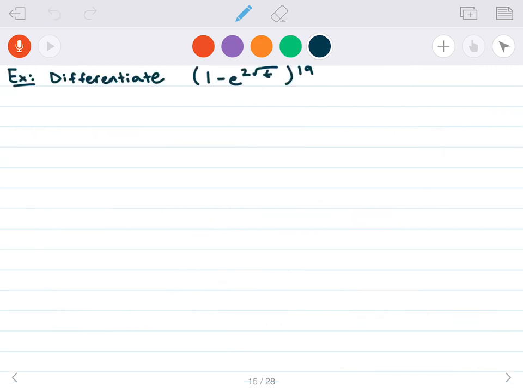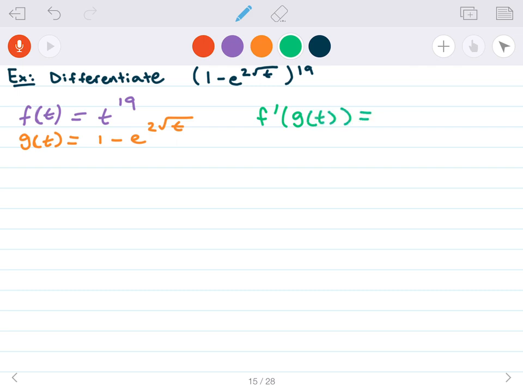Let's do this one. So here, our outer function, we have something to the 19th power. So it's just going to be x to the 19th. Our g of x, our inner function, what are we plugging into x? Well, we're plugging in 1 minus e to the 2 root t. And actually, this is t, so I'm going to change this to a t to the 19. And our variable is going to be t right here and t right here. Okay. All right. Now I'm going to do the part of my chain rule that says g prime of g of t.